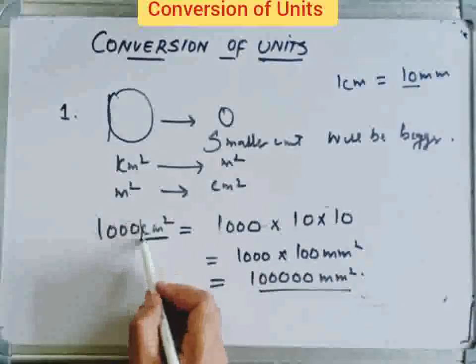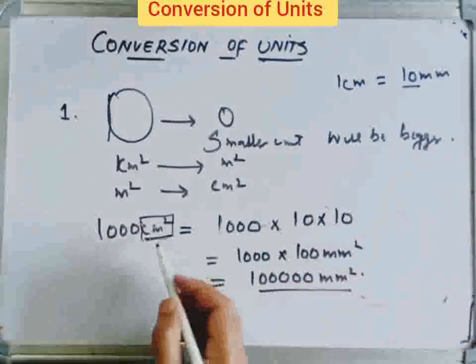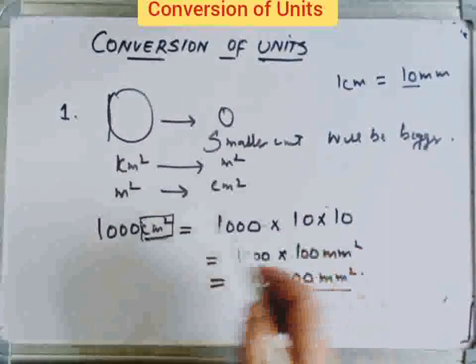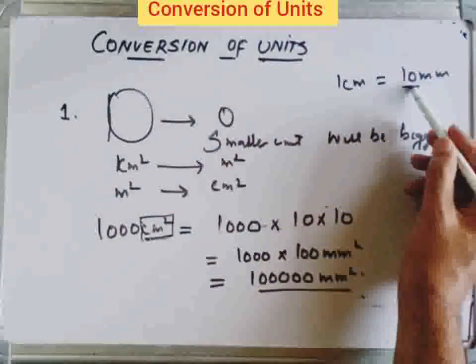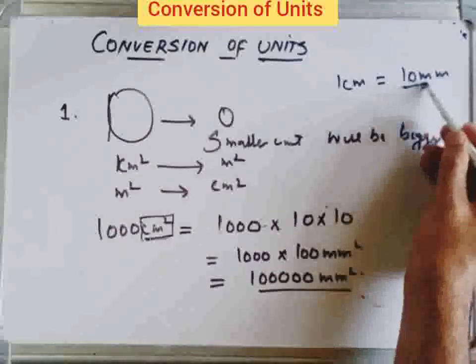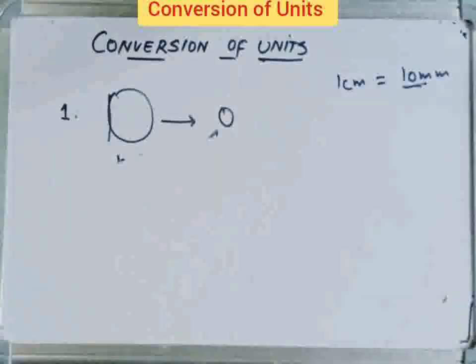So when we convert centimeter square into mm square, we have to multiply this with this. 1 centimeter is equal to 10 mm. Since this is square, we have to multiply this 10 two times, right?